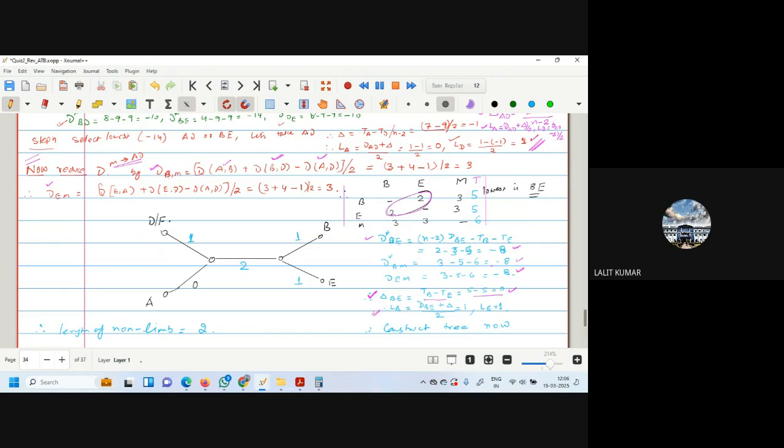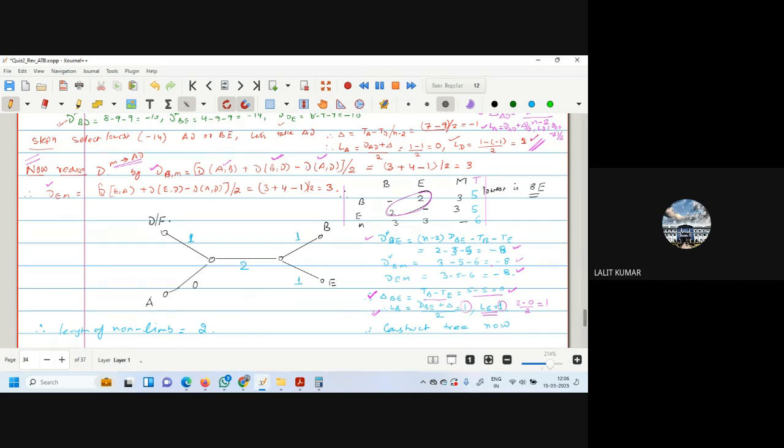So the limb length of B is equal to DBE plus delta, divided by 2, which becomes 1. So 2 by 2 is 1. And the limb length of E will become DBE minus delta, so 2 minus delta 0, divided by 2, is equal to 1. So now I have got the limb lengths of everything.